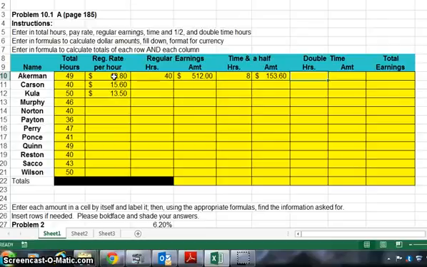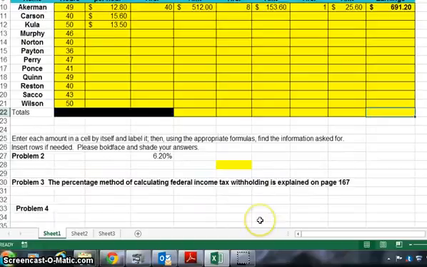The double time hours, this person has 1 hour that qualifies as double time, and that amount then would be 1 hour times the regular rate times 2 for double time. And to get the total earnings, add up those 3 amounts. This person then has $691.20. And you'll do that for all the rest of these, and then you'll need to do totals in all of the earnings amount columns and make sure that those are filled in across the bottom.